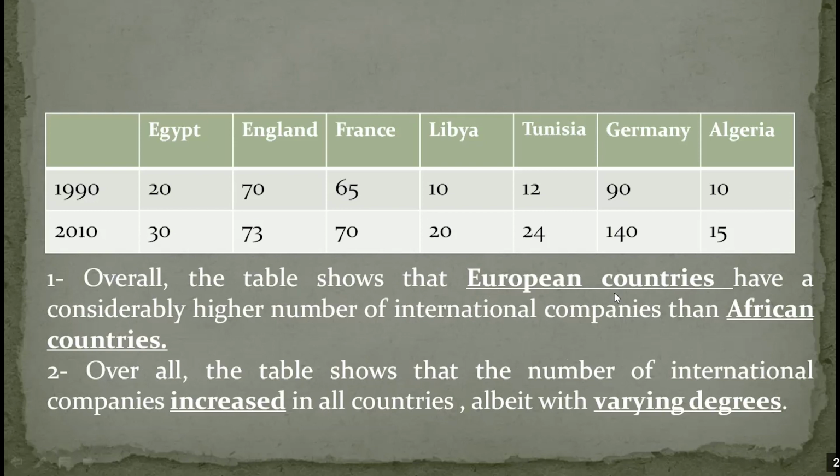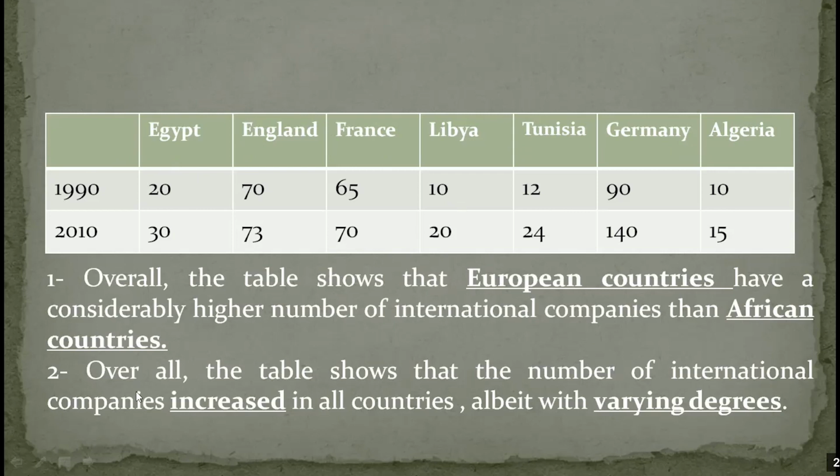The table shows that European countries have a considerably higher number of international companies than African countries. When we looked at the total number of companies in Germany and France and England, it was huge in comparison with the other countries, Algeria, Libya, and Tunisia and Egypt. And by coincidence, these countries, England, France, and Germany, are European, and those countries, Algeria, Tunisia, Libya, and Egypt, are African.